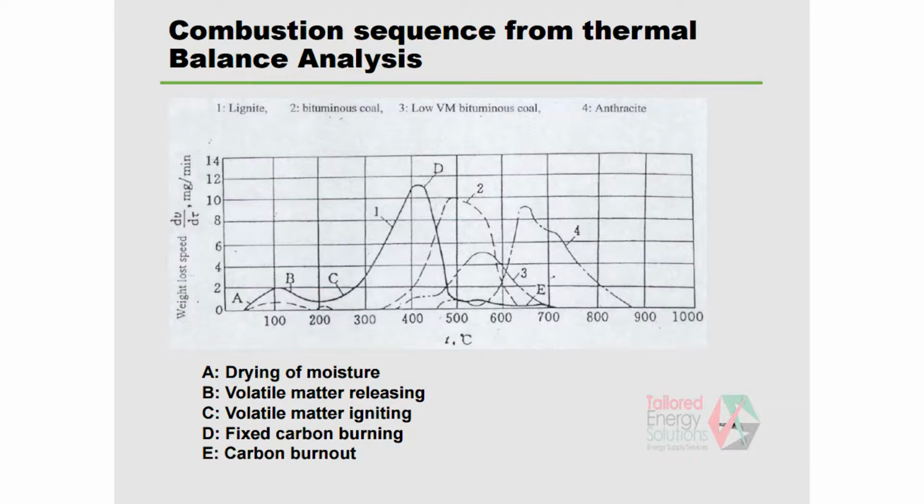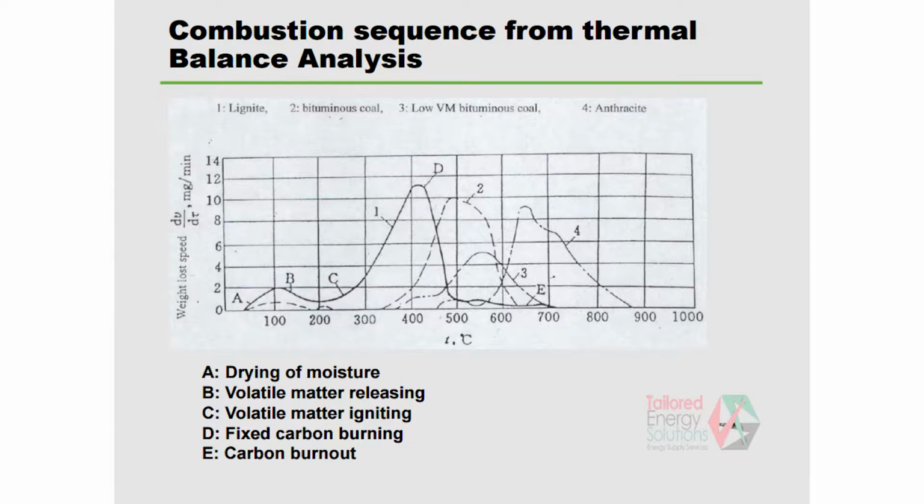Okay, let's go over the combustion sequence in the thermal balance. For different types of coal, how fast do they release? For nickelite coal, this is number 1 curve. Driving the moisture off from that area, volatile matter starts releasing at a higher temperature, 200 degrees, and then the fixed carbon just burns off slowly.